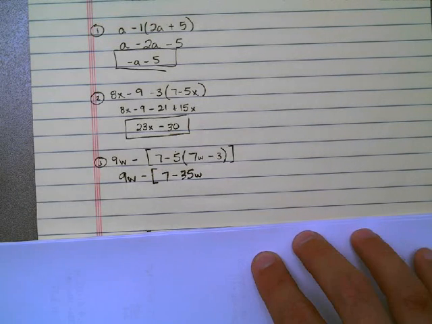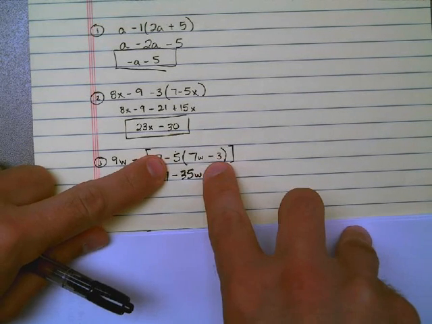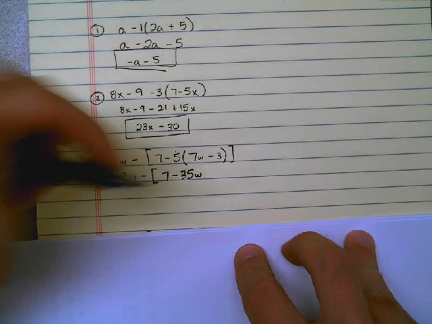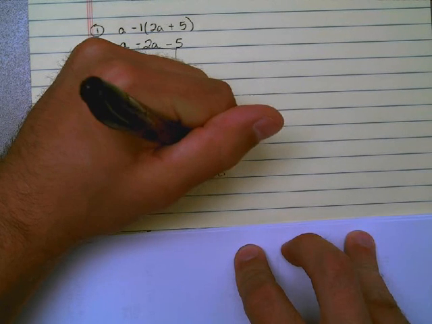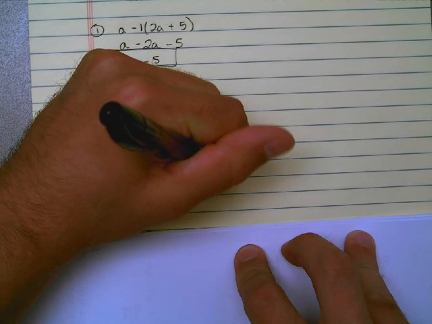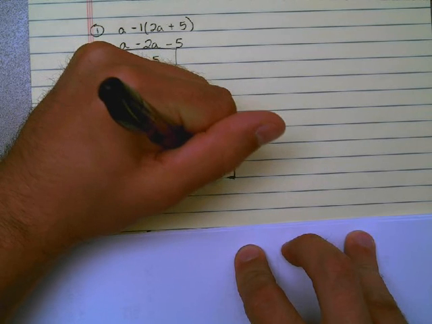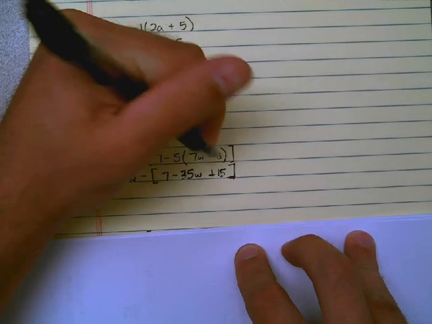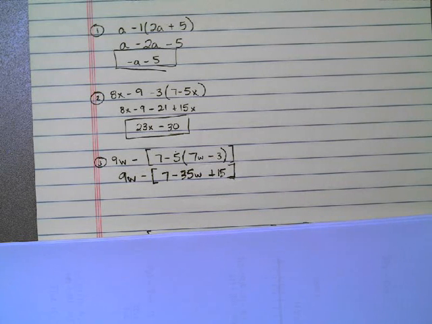Negative 5 times a negative 3, that's two negatives once again, so I have a positive 15. Now, if I wanted to at this point in time, I could, let me get another pen.